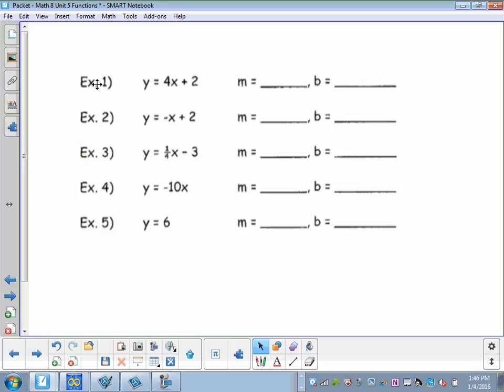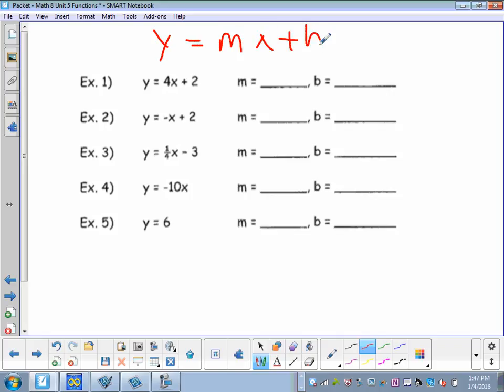So here we have some equations written in slope-intercept form. Y equals mx plus b. So we're going to identify the m, or the slope, and the b, which is the y-intercept. So we're thinking of y equals mx plus b. So the number in front of the x is the slope. So we have a slope of 4 on the first one and a y-intercept of a positive 2.